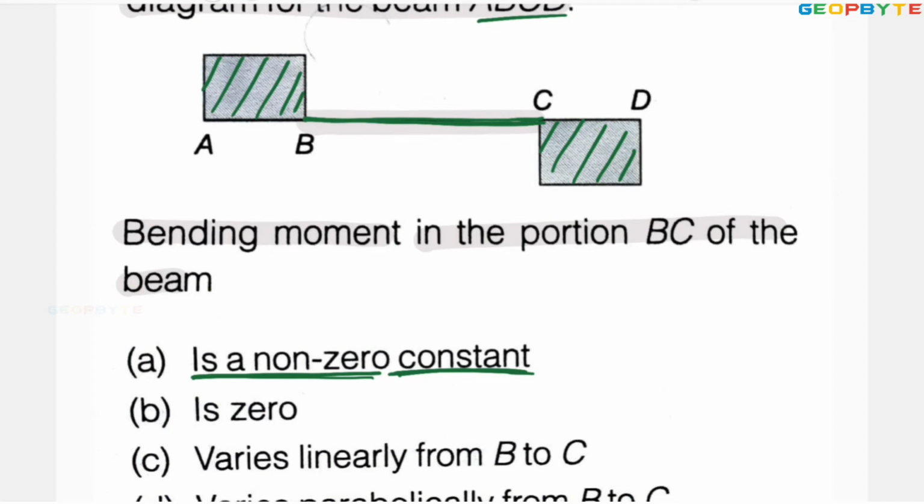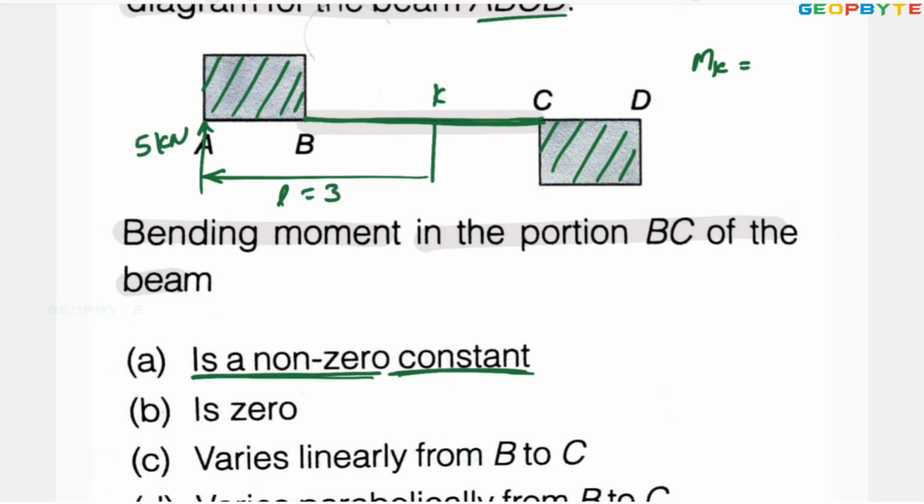The reason is force multiplied by the perpendicular distance is the moment. Force is existing either at D or at A. That force multiplied by distance, let this distance be K. Then bending moment at K equals what? Let the force at this particular level be 5 kilonewtons.